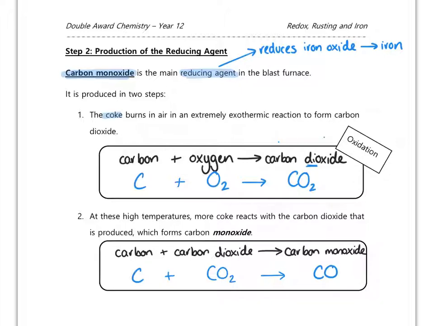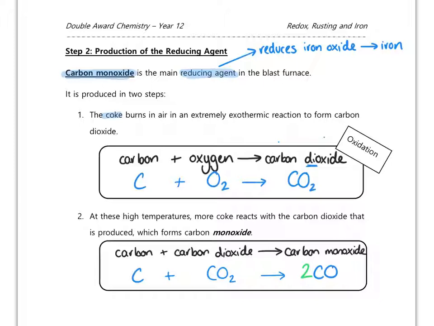You can see that on the left of the equation we've got 2 carbons, and on the right we only have 1, and so we need to put a 2 in front of our carbon monoxide. That also balances the oxygens as well. So that's step 2 of the blast furnace, is how we produce the reducing agent.